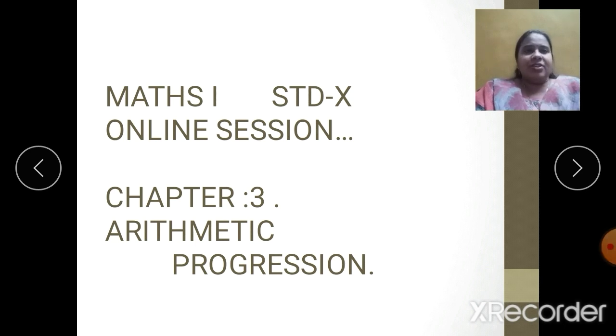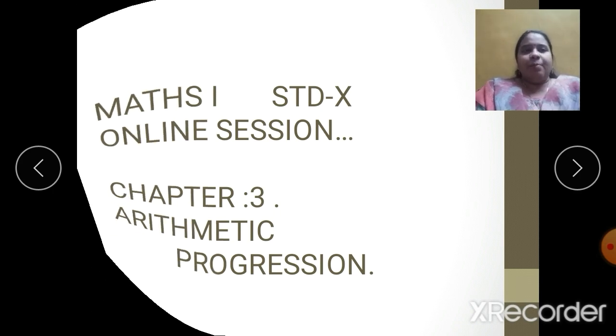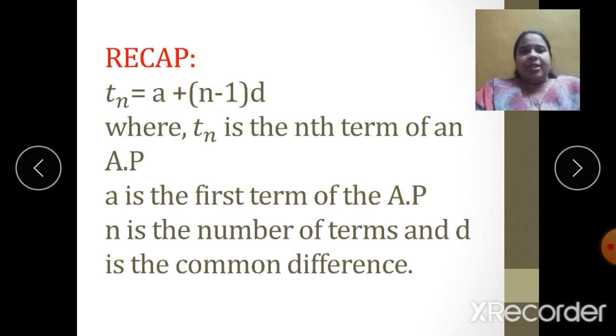In the previous session, I started with chapter number 3, that is arithmetic progression. Today also, I'll continue further. But before we do that, let us quickly recap whatever we have learned till now.